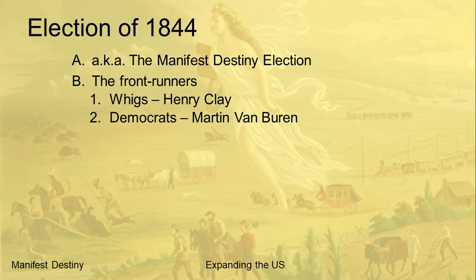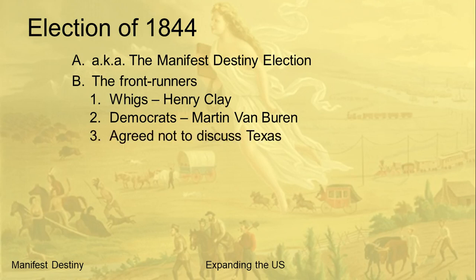For the Democrats, the front runner, the guy that we all think is going to be the Democratic nominee, is Martin Van Buren. Okay? Andrew Jackson's former vice president, former president who had been defeated in 1840. He is planning on making a comeback, and running for president again, and he thinks this time he will win again.